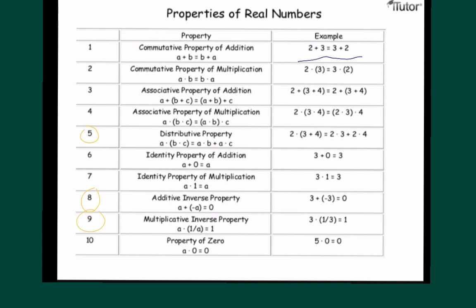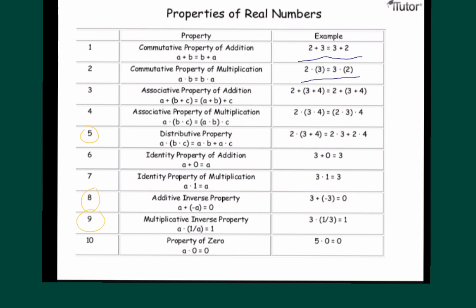That's the commutative property. The same rules also apply for multiplication. No matter how you switch the numbers, the answers will still be the same. 2 times 3 is 6. 3 times 2 is 6. All right, let's go to the associative property of addition and the associative property of multiplication.